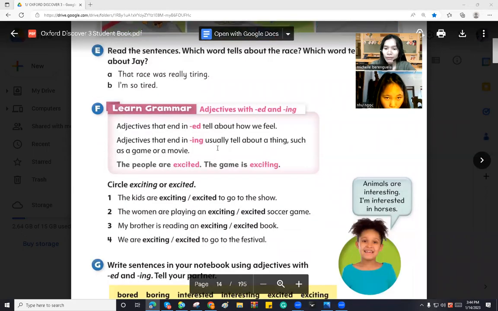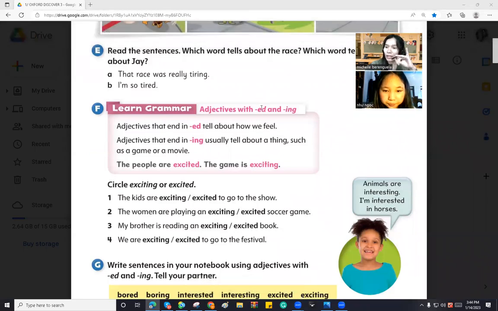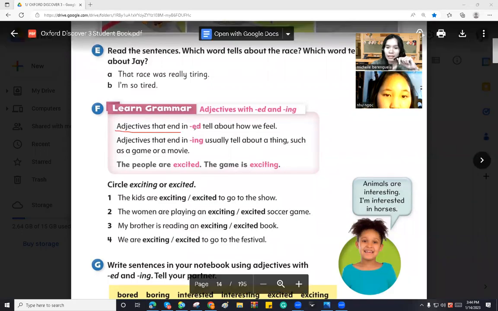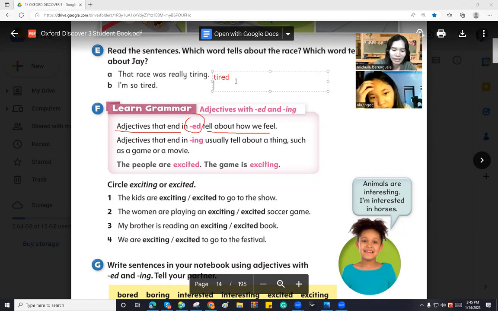Okay, now Ngoc, we have here adjectives with ed and with ing. For example, adjectives that end in ed tell how you feel. Can you give me an example? Tired. Interested, yes, very good. It ends with ed. Next, bored. Scared, yeah, very good. Good job. These are adjectives that end with ed, okay?